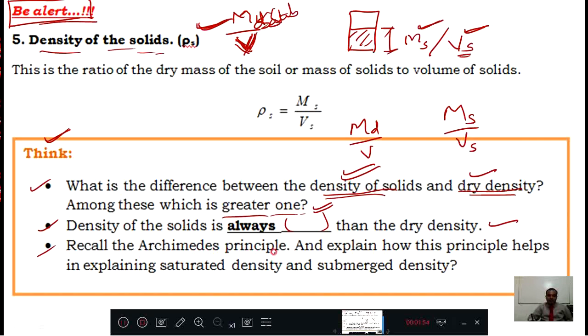Recall the Archimedes principle and explain how this helps in explaining the saturated density and submerged density. In PUC, go and open the science book. There you will get Archimedes principle. Just recall what it says about submerged bodies. You even studied this in HHM also. Not only in your previous PUC, just go to the Archimedes principle for submerged bodies in fluid mechanics 2, hydraulic machines. There also you will get Archimedes principle and get the idea of this one.